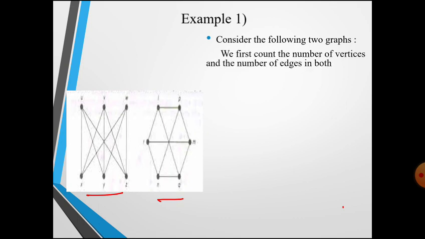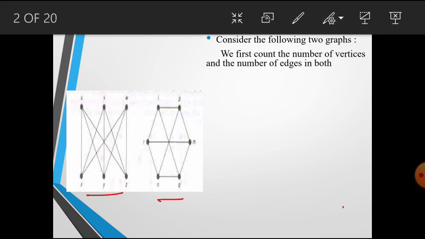For that purpose, we first count the number of vertices in both graphs. What is the number of vertices in G1? 1, 2, 3, 4, 5, 6. Therefore, there are 6 vertices in graph G1. Similarly, 1, 2, 3, 4, 5, 6, so 6 vertices in graph G2. Therefore, the number of vertices is the same.